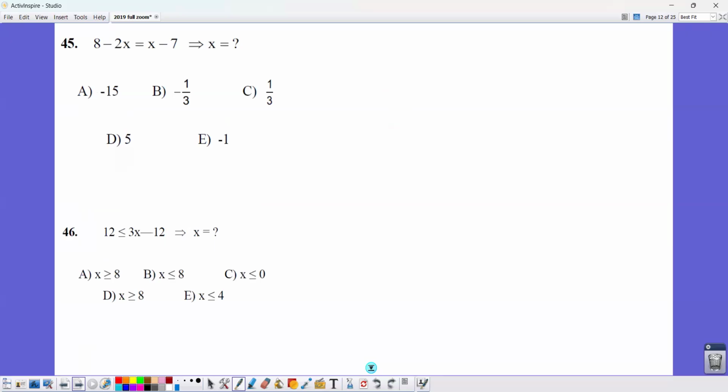When we are coming to the 45th one, here you have an equation. We have one unknown as x. So what we need to do, unknowns in one side, knowns in the other side. And 8 minus 2x is equal to x minus 7. I will take x to this side, or if you want, I can take minus 2x to the other side to make it plus. So here 8, when I take minus 7 to this side, it will be plus 7 is equal to x we have here.